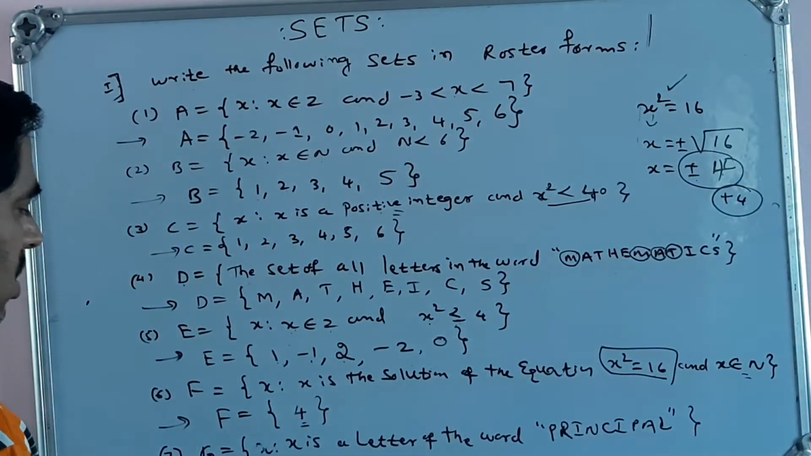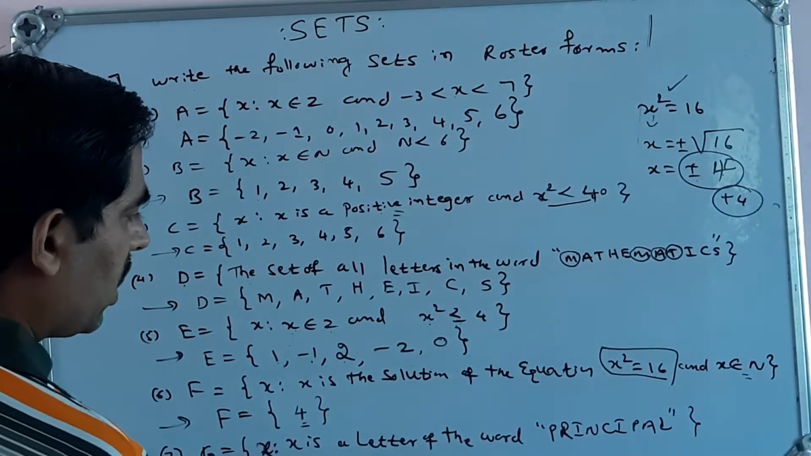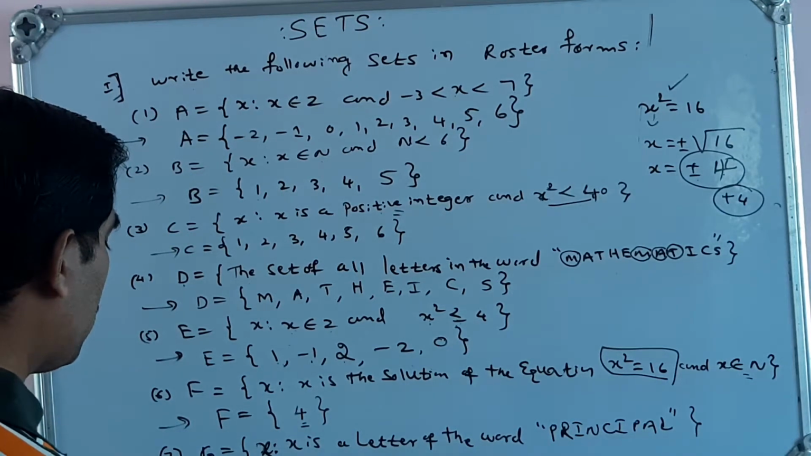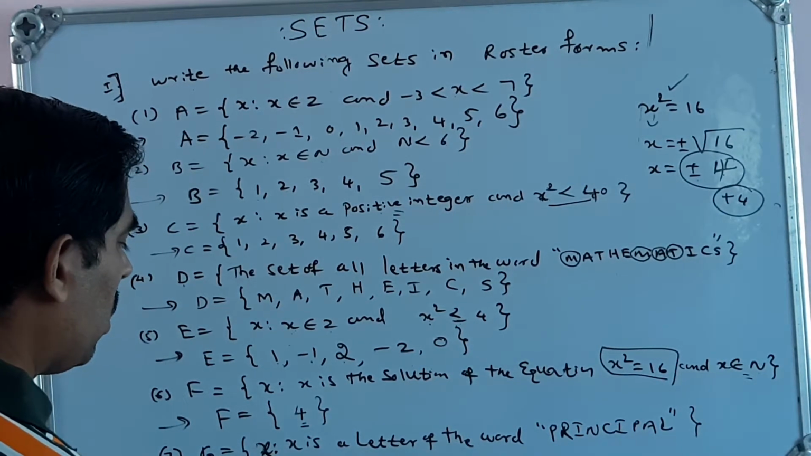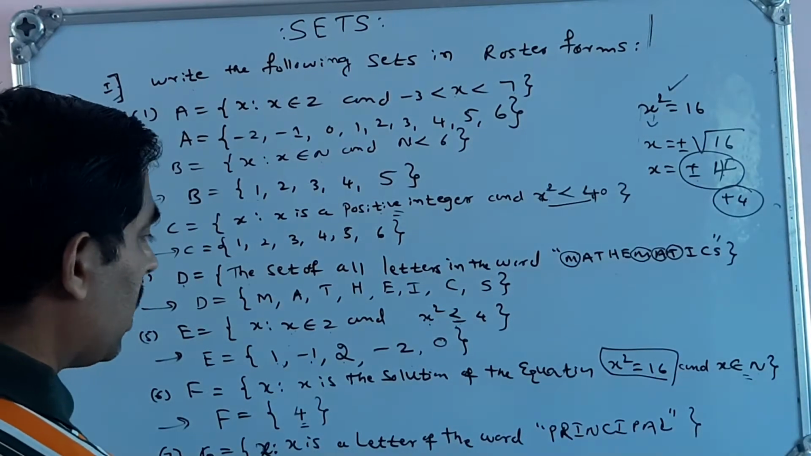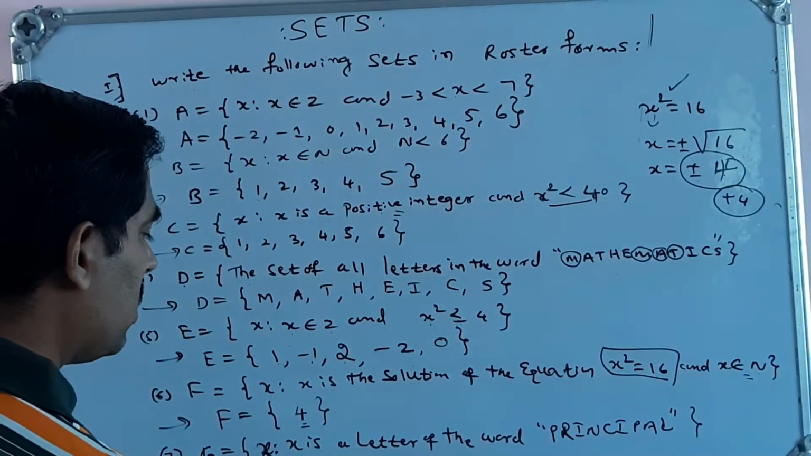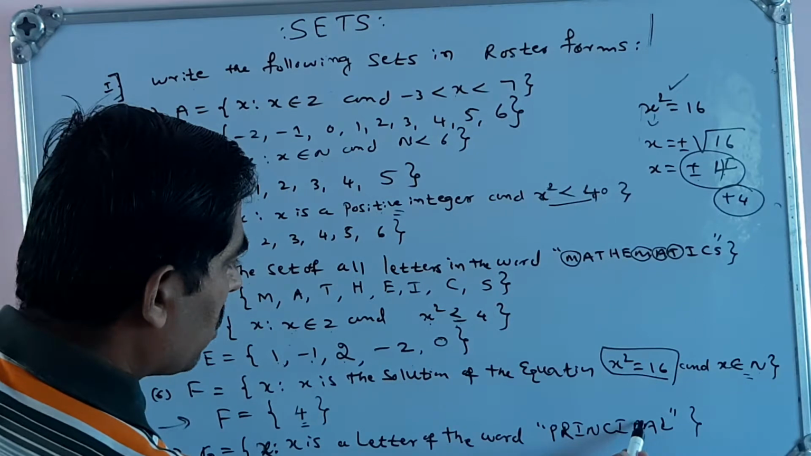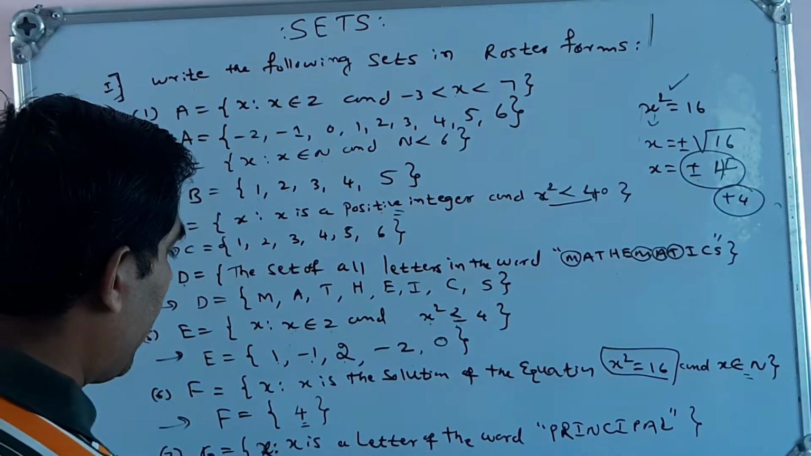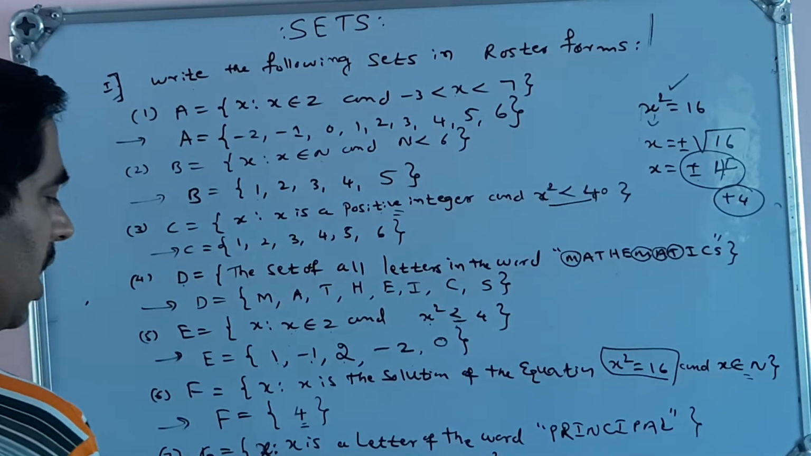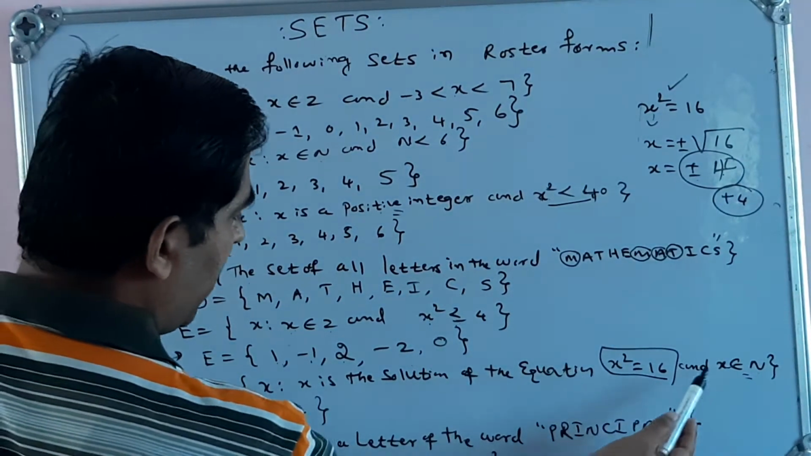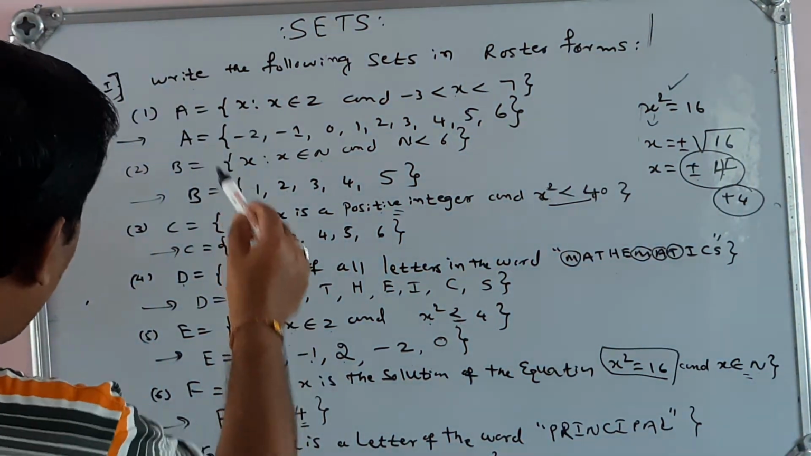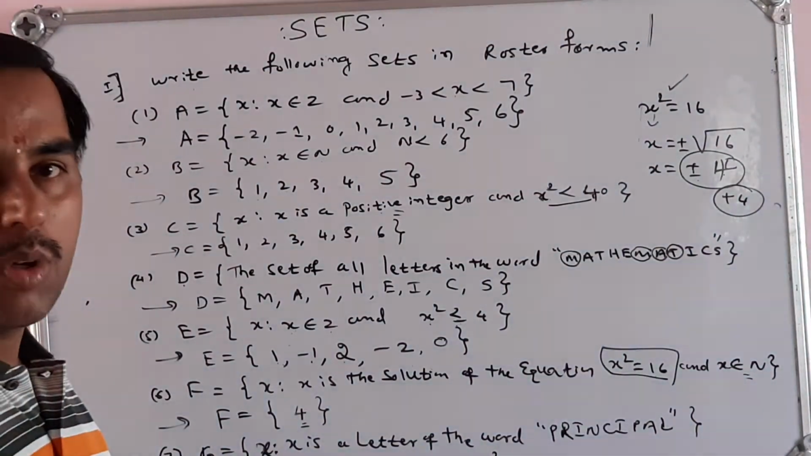Okay, last set. G is equal to x such that x is a letter of the word principal. So what are the letters of the word principal? P, R, I, N, C, I. So I is repeated. P is already written here. Then A, L. See, P, R, I, N, C, A, L. The repeated letters we need not write once again. So we have listed all the letters only one time. So I have converted all the sets which are given in set builder form to roster form.